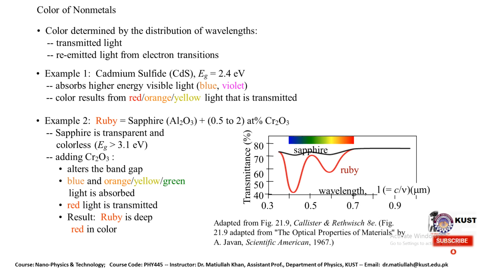Similarly, another example is ruby, that is alumina, Al2O3, plus 0.5 to 2 atomic percent of Cr2O3. Alumina is transparent and colorless when its band gap energy is greater than 3.1 electron volt. So it also has very interesting colors, which are mentioned here.